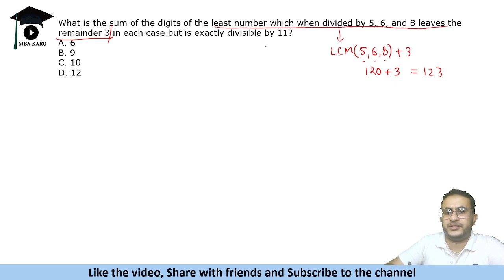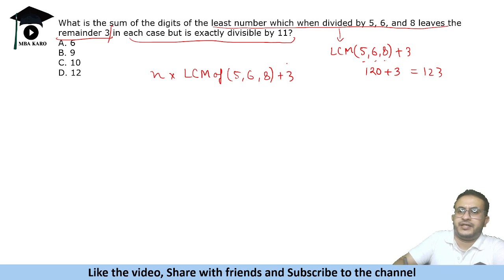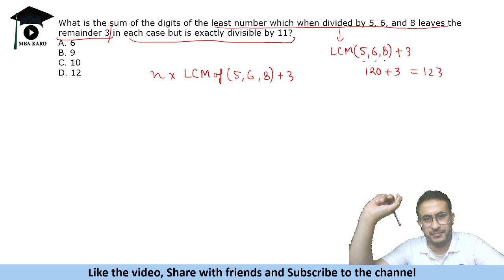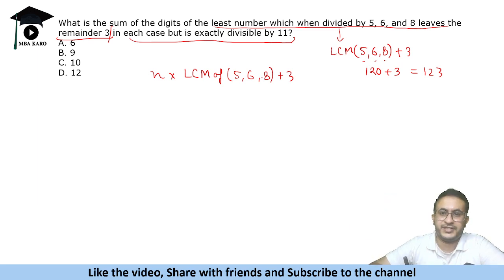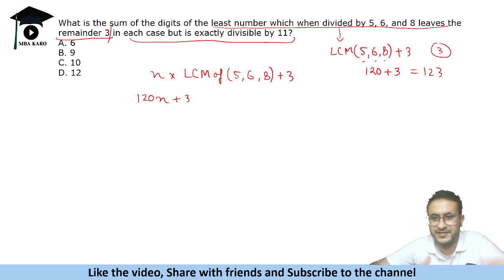So when we include this part also, we have to find n into LCM of 5, 6, 8 plus 3. If only this part existed, the answer would have been LCM of these three numbers plus that common remainder. So we can write 120n plus 3. So 123 is the first number. In fact, the first number is 3, because 3 is also divisible, it gives the remainder 3 only.